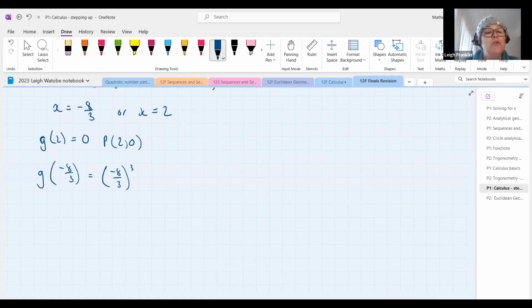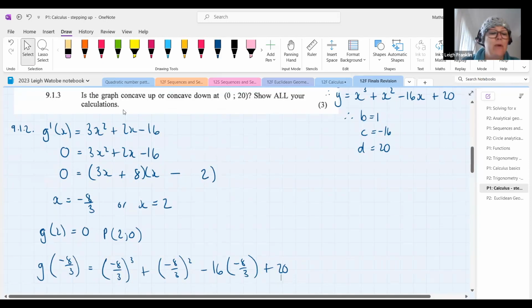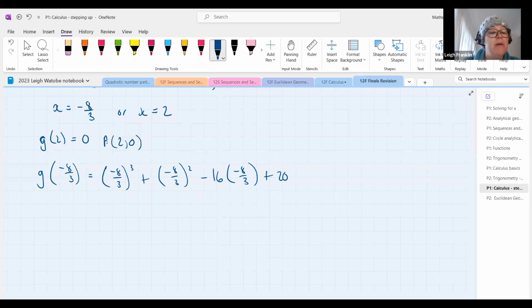So this is going to be (-8/3) cubed plus (-8/3) squared minus 16 into (-8/3) plus 20. Let's just check that we've got that correct. There we go. All right, pop that baby into our calculators. And what are we getting as an answer, guys?